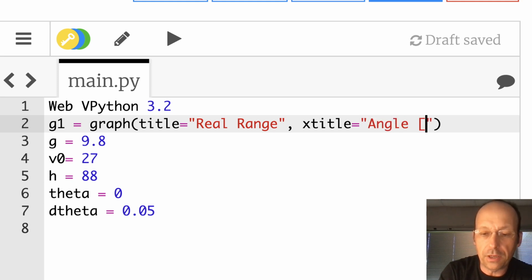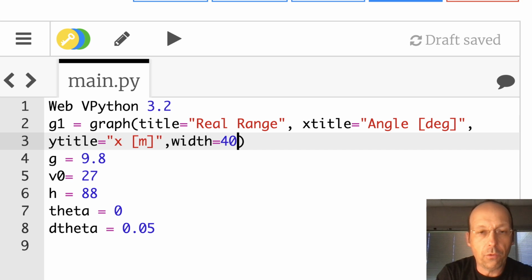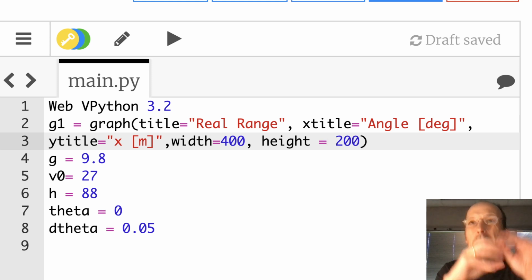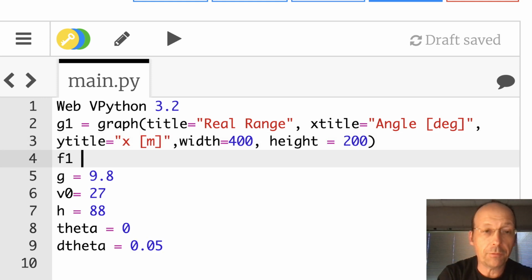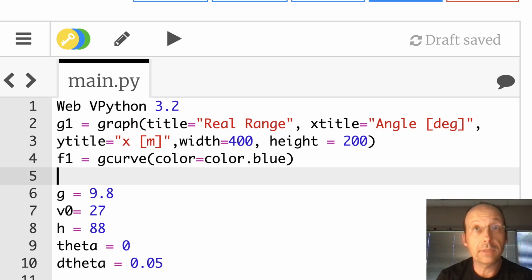And let's just do it in degrees. And then the Y title is going to be equal to, let's just call it X in meters, how far it goes in the X direction. And then let's put a width of 400, height of 200, just so it makes a nice graph. Now I do need a graph to plot. F1 equals G curve. I can't type sometimes. Color equals color.blue. Okay, so now I have my equation.